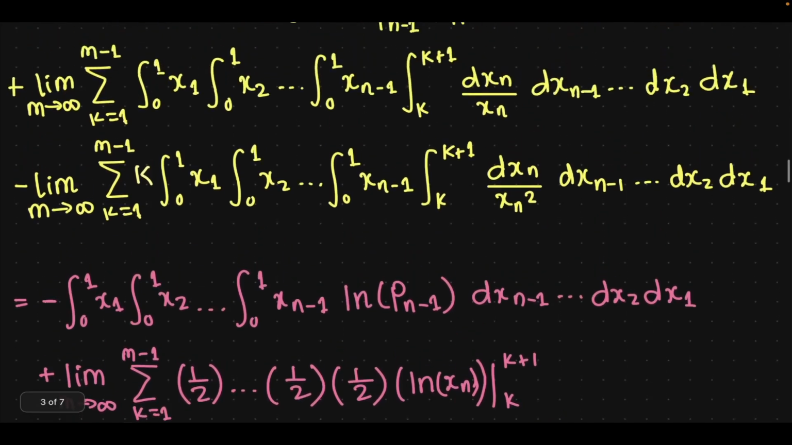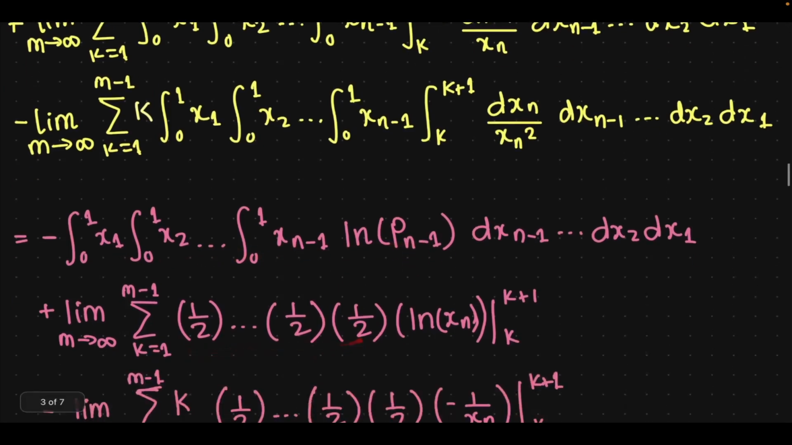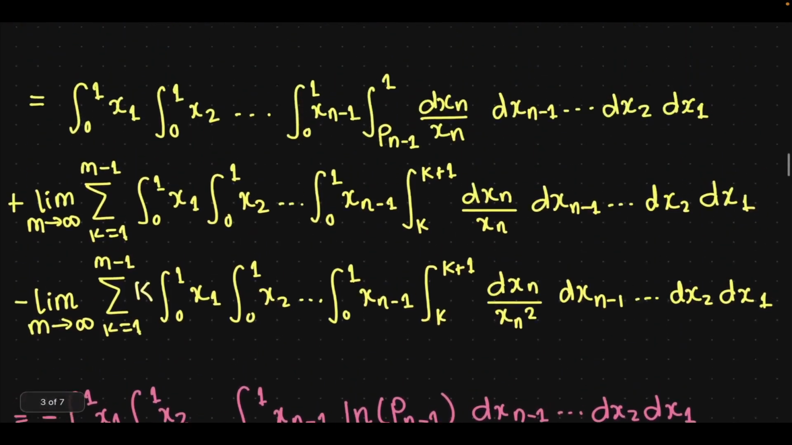I can't integrate each of these guys in the first integral. It's because ln of P_{n-1} is a product of x1 to x_{n-1}. So we can't really separate this out like we separated this out. There's still functional dependence on x1 to x_{n-1} inside this natural log, that term that got generated.